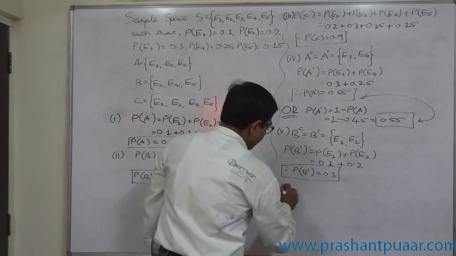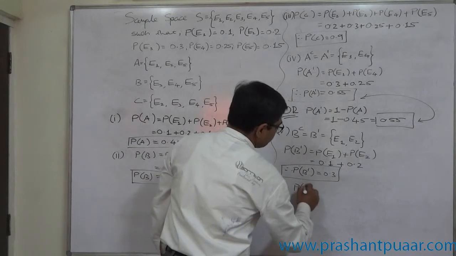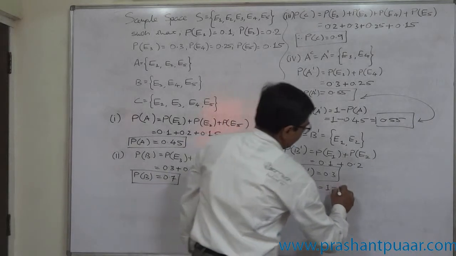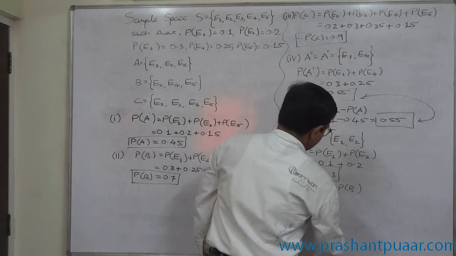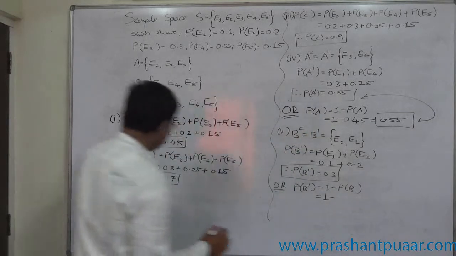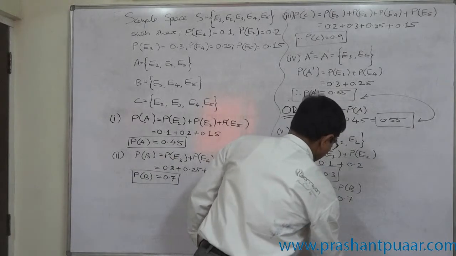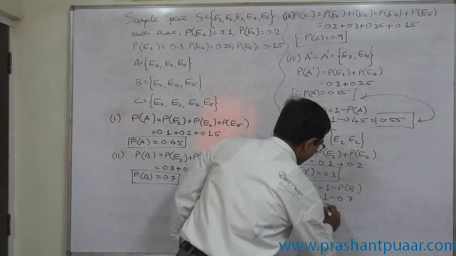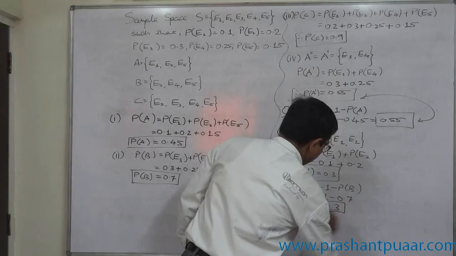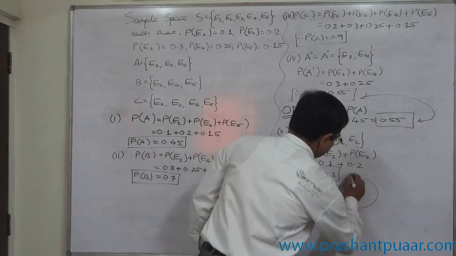Again, the alternative way to find P of B complement is 1 minus P of B. So it is 1 minus 0.7. Therefore, P of B complement is 0.3. Again, the answer should match.